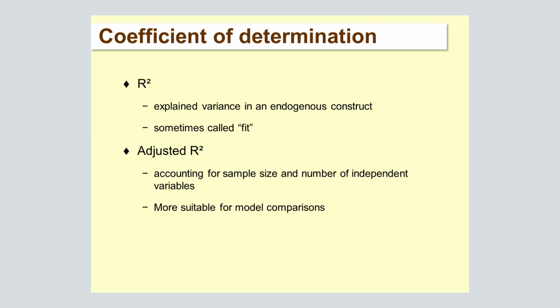It's also sometimes called fit in the econometric literature. The R² is known to be increased by an increase of independent variables, and it gets smaller the more observations one has. Therefore, an adjusted R² has been introduced that accounts for sample size and the number of independent variables. Particularly if one wants to compare models, then the adjusted R² is more useful than the plain R².